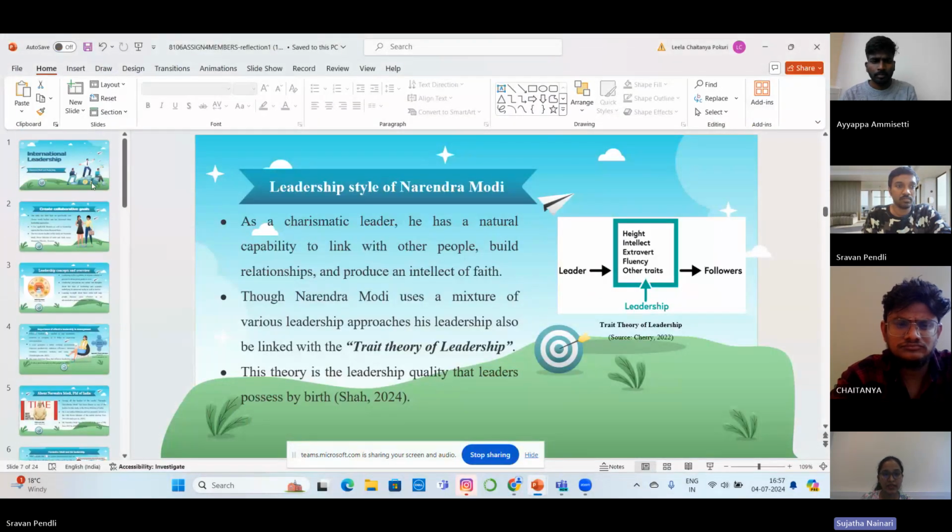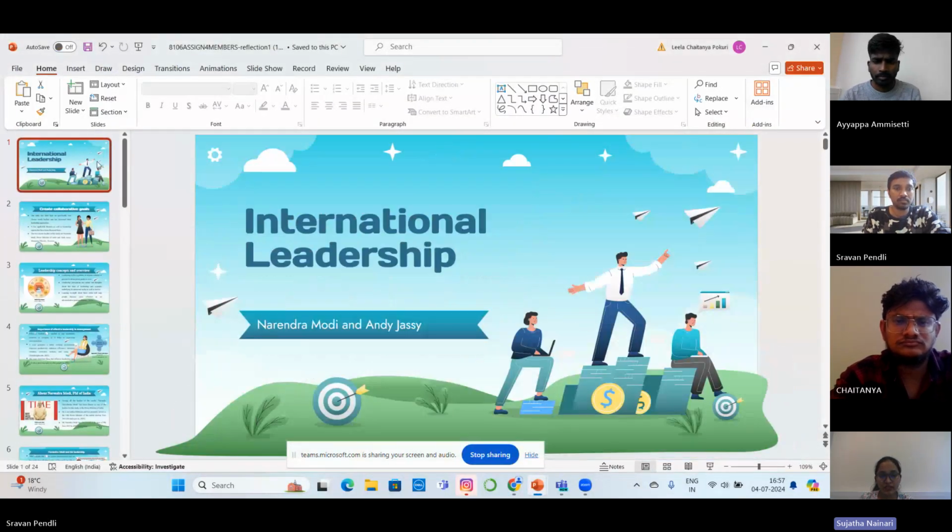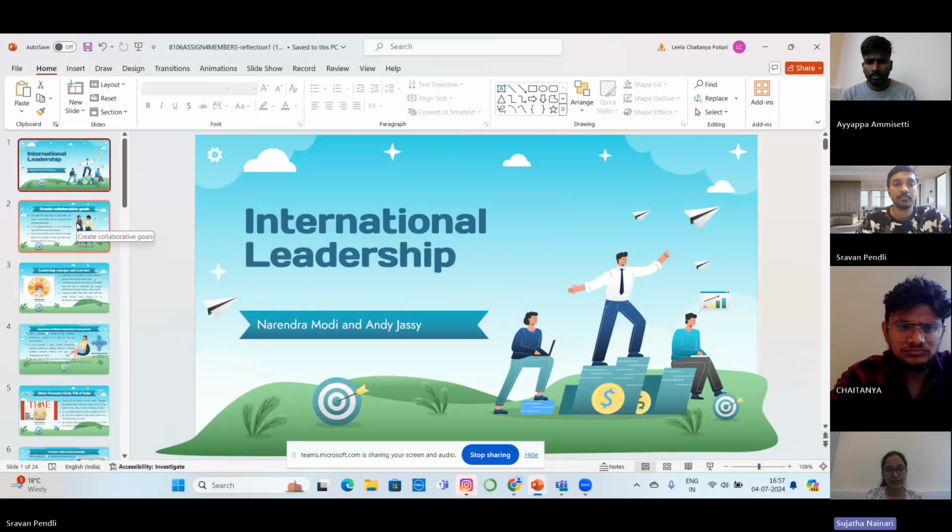The module name is International Leadership. Here we'll be briefly discussing international leadership and the international leaders we have chosen. The international leaders are PM Modi and Andy Jassy. So let's dive into the introduction.